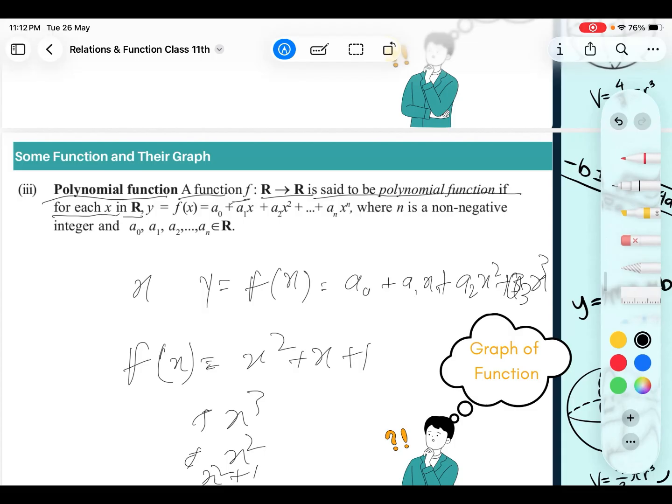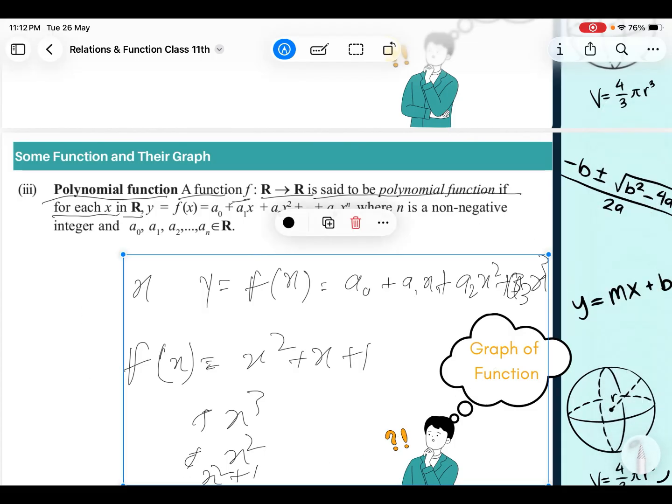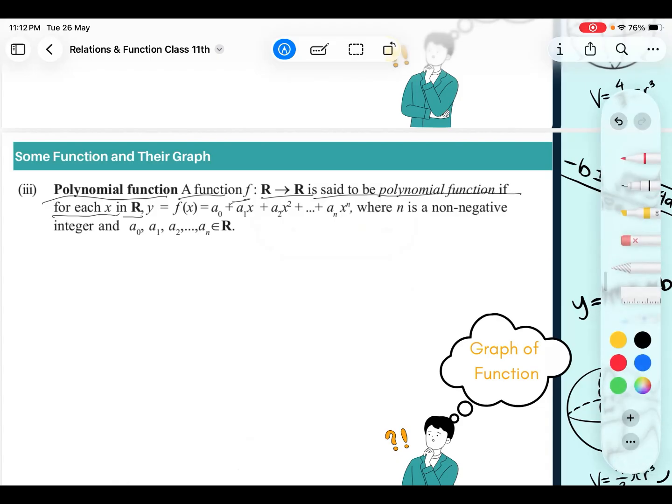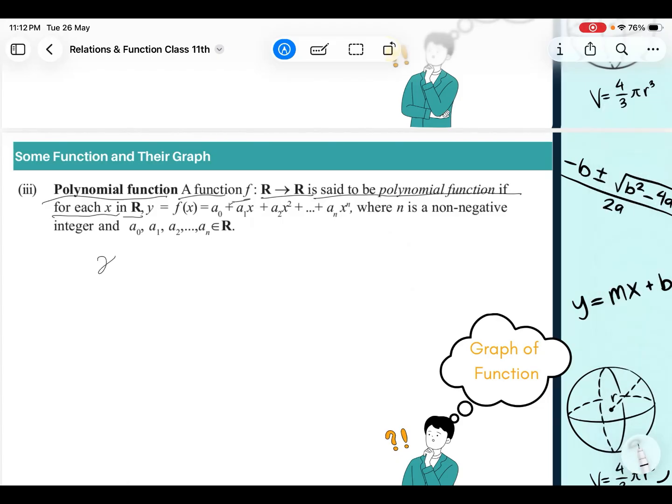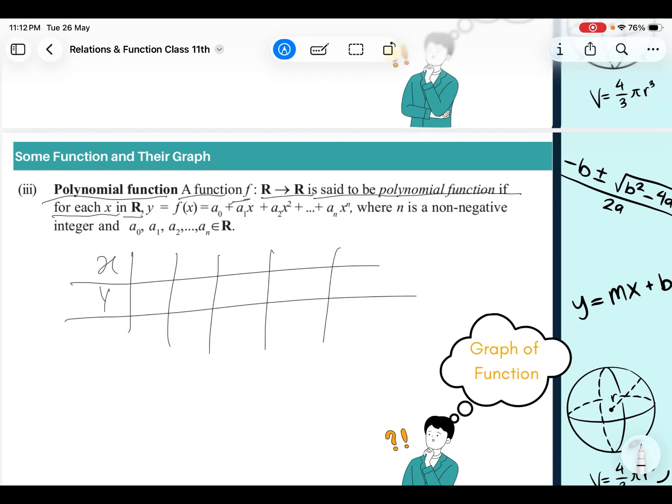And the graph will be created like this, let me show you. Suppose you have taken x and y, right? So if you take f(x) equal to x square, then if you take 2 it will be 4, if you take 3 it will be 9, if you take 4 it will be 16, if you take 5 it will be 25, if you take -2 it will be 4, if you take -4 it will be 16, right?